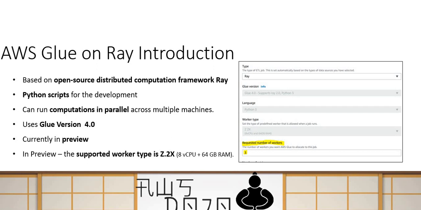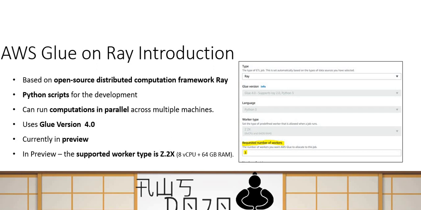And right now in preview, it is supporting only one worker type. So you can select multiple workers. As you can see on the screen over here, if I'm selecting Ray as an execution engine, then you do have a choice to select the number of workers. So you can select more than one worker, and that way you can do parallel computing or distributed computing to process a large amount of data in a very speedy fashion. But right now, under the preview, it only supports worker type Z.2X, which comes with 8 vCPU and 64 GB RAM. But I'm sure this is more of a preview thing. Once it becomes generally available, AWS should be providing more worker types.